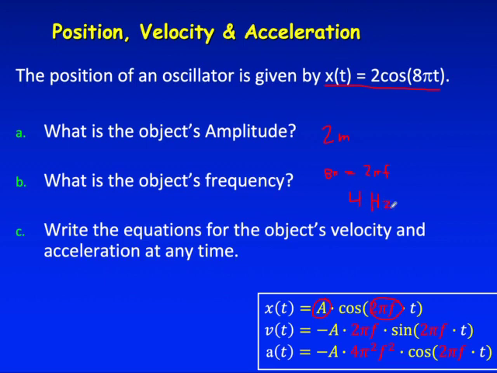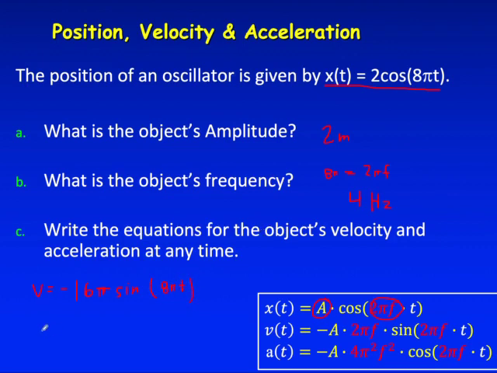And write the equations for the object's velocity and acceleration at any given time. Well, what happens here? The velocity is just equal to negative the amplitude, so negative 2, times the constant that was inside. So that gives us negative 16 pi times sine. And inside of that sine is the same as before. It's just 8 pi t. It hasn't changed at all. Please forgive me for writing so slowly. I'll get this working before the next video.